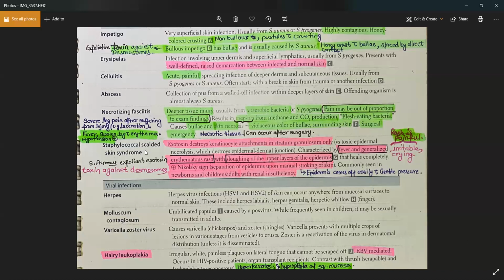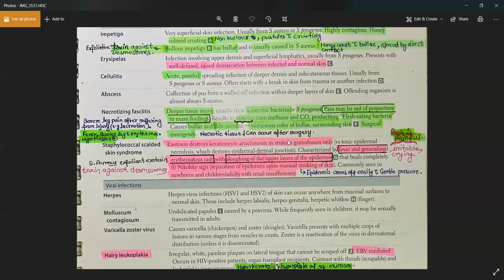Then you have the Staphylococcus aureus scalded skin syndrome. Okay, and it is an exotoxin mediated syndrome. Okay, you have the exfoliative exotoxin, which will destroy the attachment of the keratinocytes with the stratum granulosum. And does anyone remember what kind of junctions attach these cells? Gap junction.